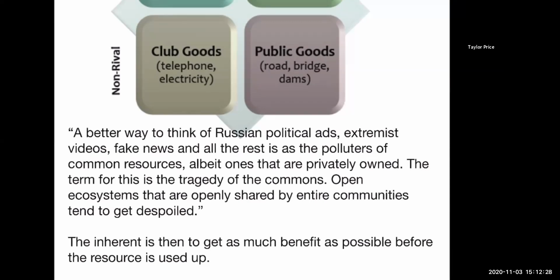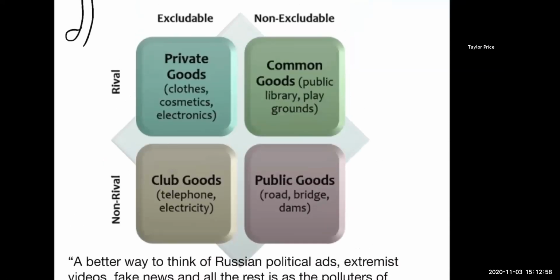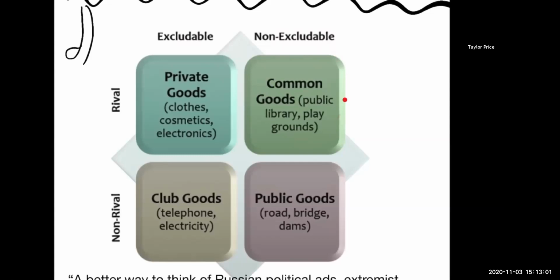And the reason is that open ecosystems are things that are free to use, which in this case, Facebook is free to use, and are openly shared by entire communities. Because of that, they tend to get despoiled or basically get destroyed. The reason is that the inherent interest is for us to get as much benefit as possible before the resource is used up. So that's why for any sort of common resource, this category right here, it's really important that the government have some sort of hand in either providing the service or regulating it so it does not get completely used up.